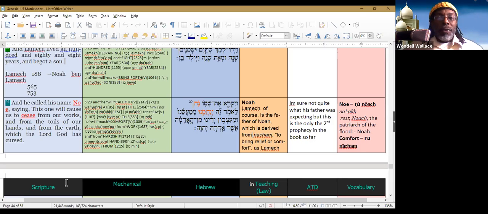When people give a prophecy, I don't think they're really aware of how that prophecy will come to bear. All right? Because when he said, this one will cause us to cease from our works and from the toils of our hands and from the earth which the Lord God has cursed, they may have looked at him in favor about that. He said, oh, you're going to be our great savior. You're going to save us from having to work so hard on the earth. But in actuality, I come to kill the majority of you.